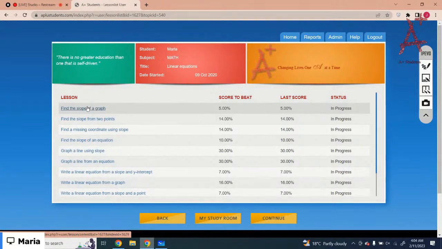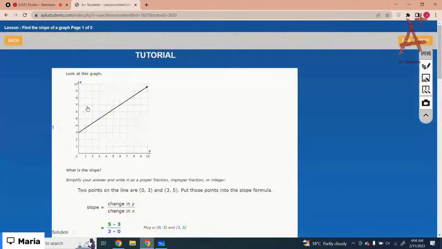So the lesson we're going to start with is find the slope of a graph. Whenever we are given a graph, you have to calculate the slope of the graph. The slope of the graph is the ratio between the change in y and change in x. Got it? Let's start with the first one.